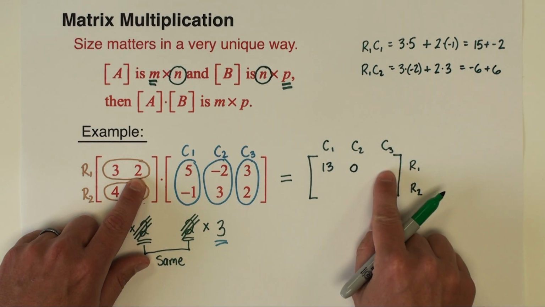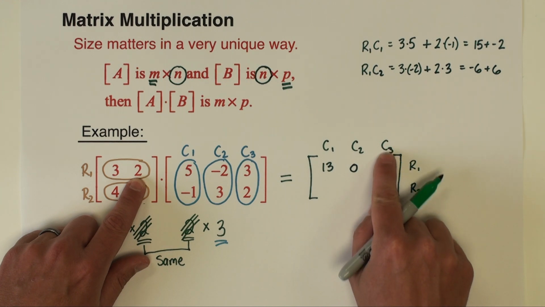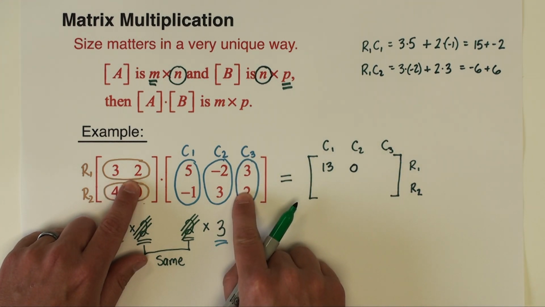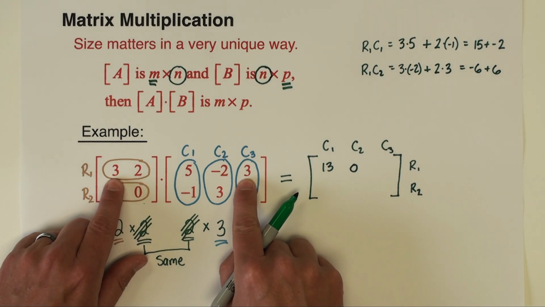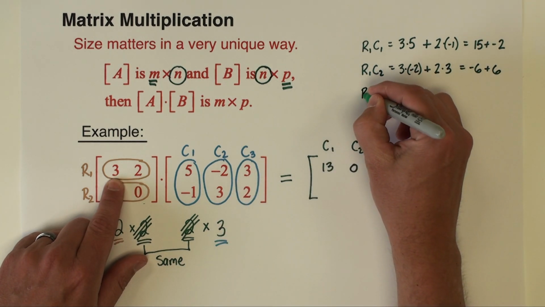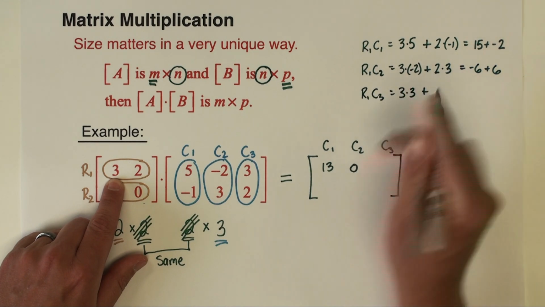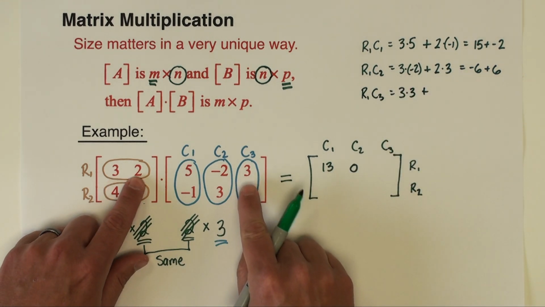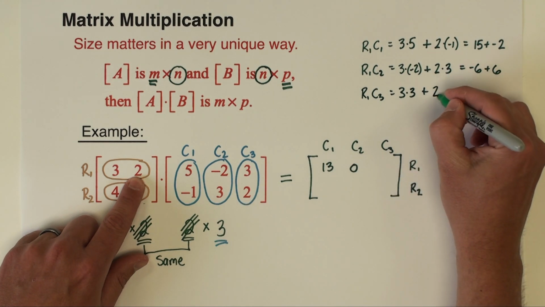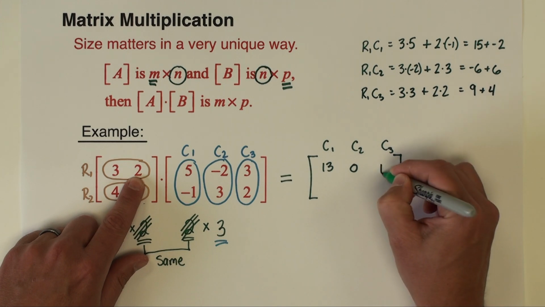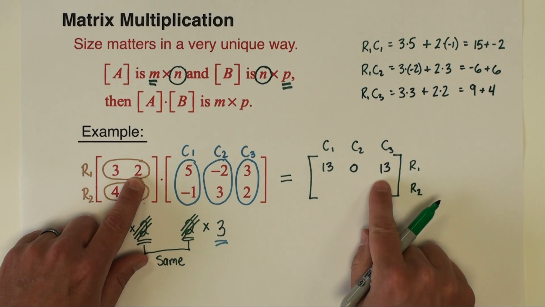And I'm going to complete row 1. So I'm going to stay in row 1, but move over to column 3. Staying here in the top row, move over to column 3. I'm going to start with the first numbers, which are 3 and 3. So we have 3 times 3 plus, and then move to the second numbers, 2 times 2. That's going to be 9 and 4, which is 13.